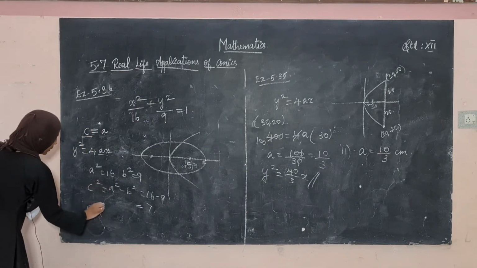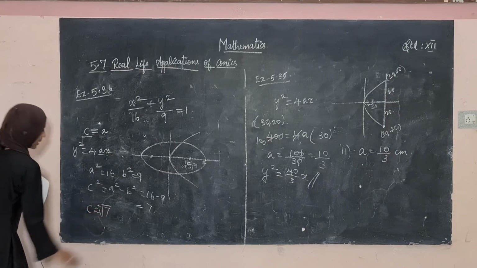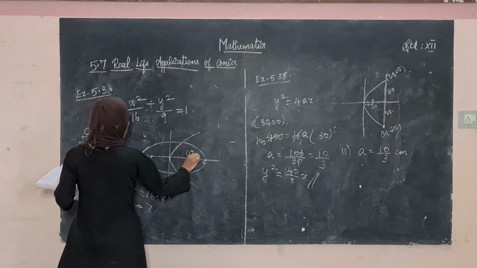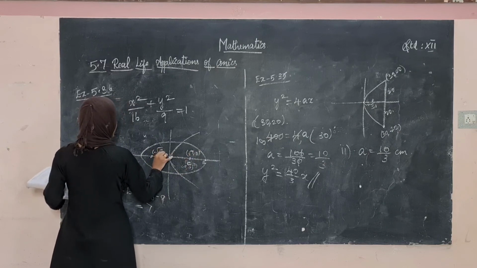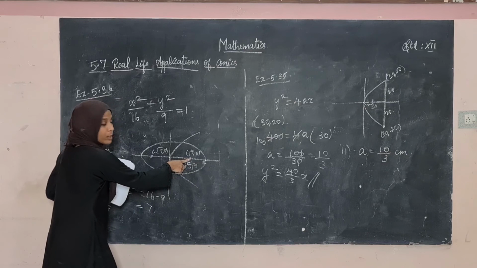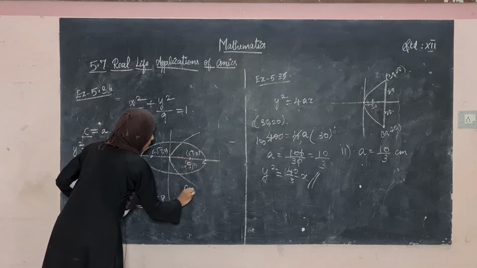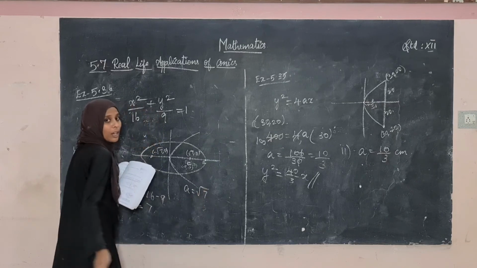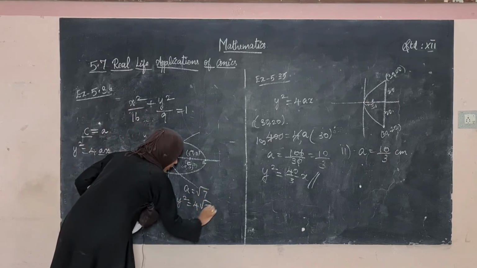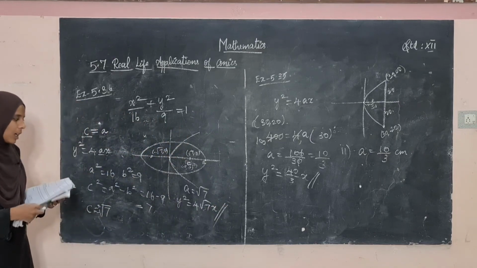So C will be equal to plus or minus root 7. Plus root 7 means this point is (root 7, 0), and this point is (minus root 7, 0). So if this point (root 7, 0) is the focus for the parabola, the value of A will be root 7 for the parabola. Therefore, y squared is equal to 4 root 7 into x is the required equation of the parabola.